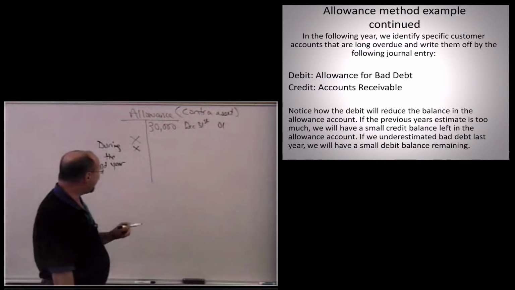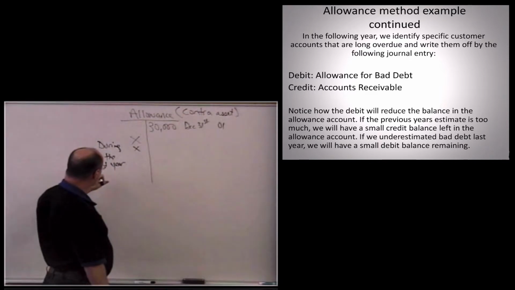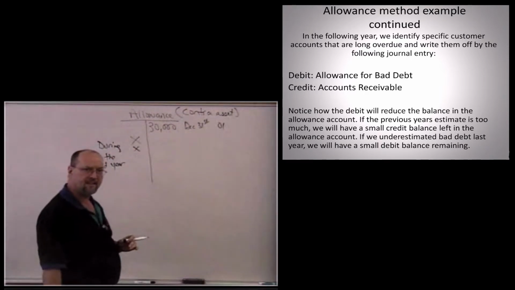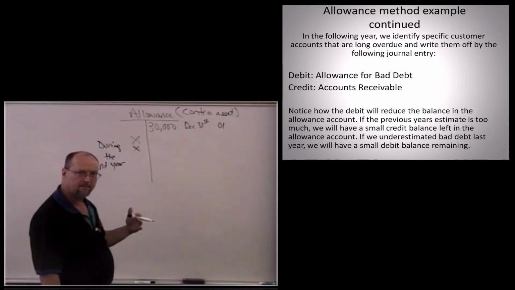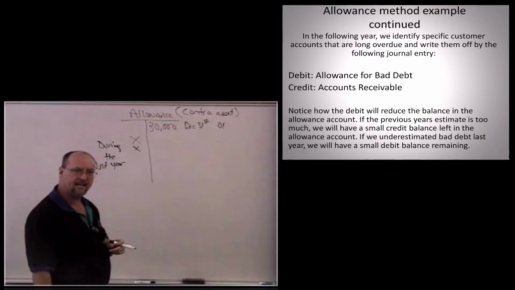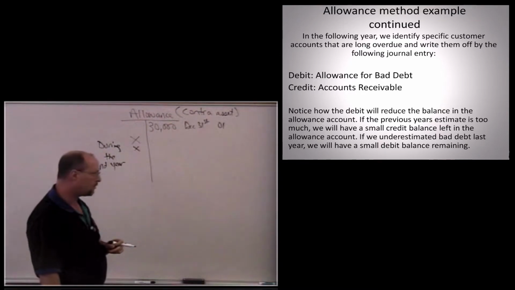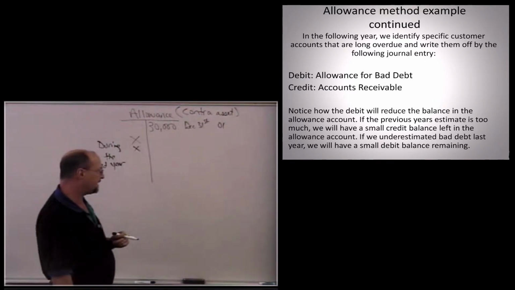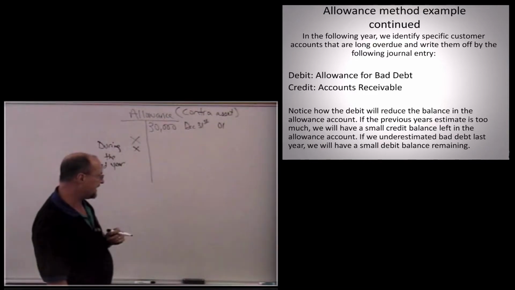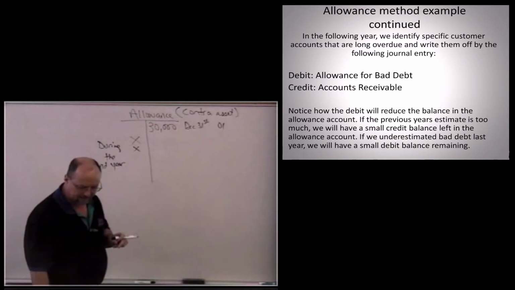Now, at the end of the second year, I add up all the specific accounts that I identified as uncollectible, and I compare it to what I estimated at the end of the first year. If the previous year's estimate is too much, we will have a small credit balance left in the allowance account. If we underestimated bad debt in the previous year, we would have a small debit balance. We'll take a look at what that means.